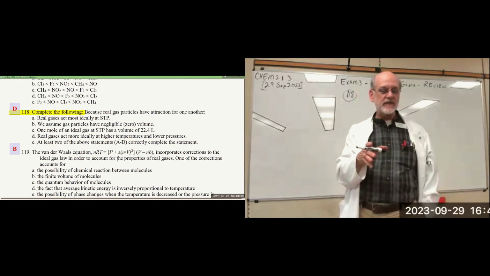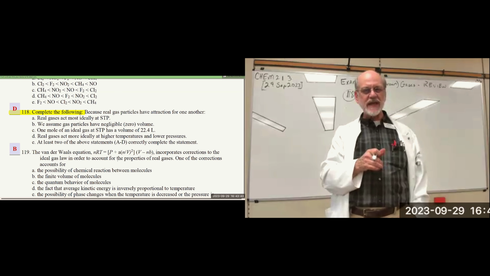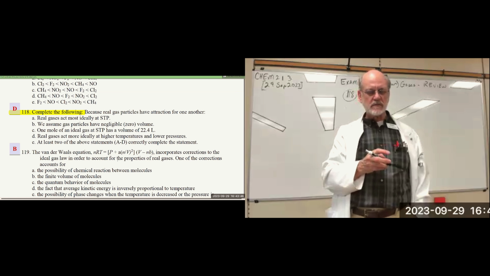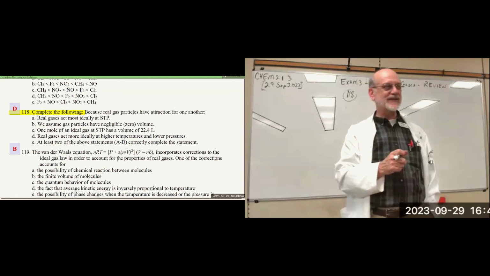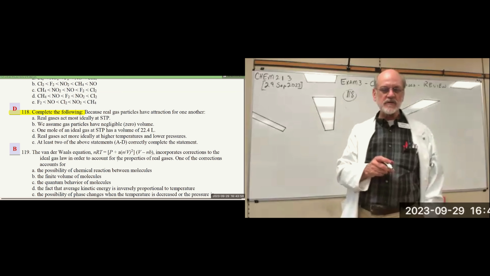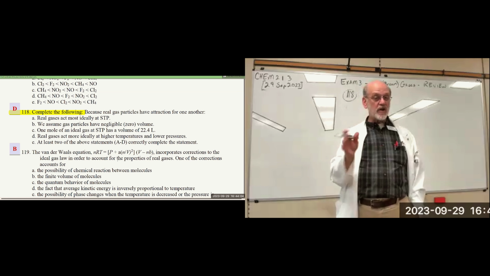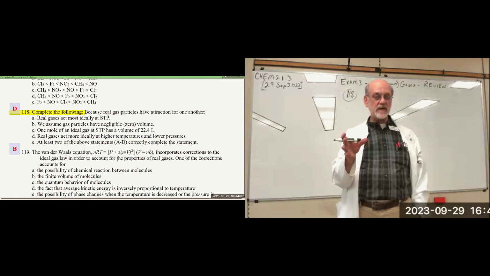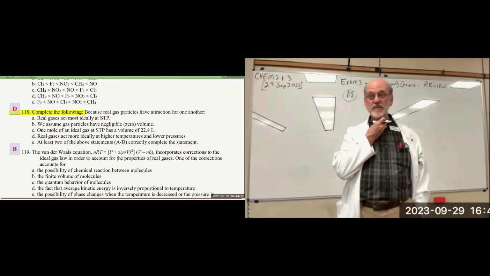We assume gas particles have negligible volume. What does that have to do with attraction? Nothing really. 1 mole of an ideal gas at STP has a volume. That didn't have anything to do with it either. Real gases act more ideally at higher temperatures and lower pressures. That's a better expression. You could argue at least 2 of the above statements correctly complete the statement. You could say E. Right? D is the best answer, but you could make an argument for A and D.